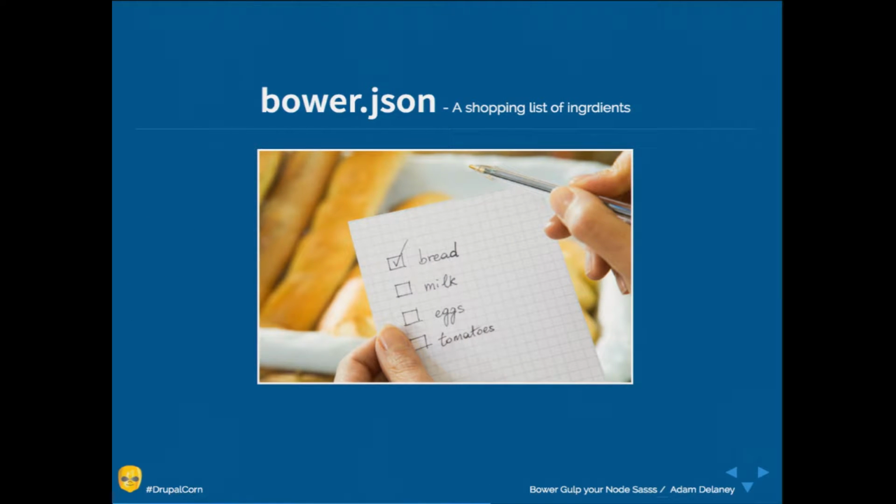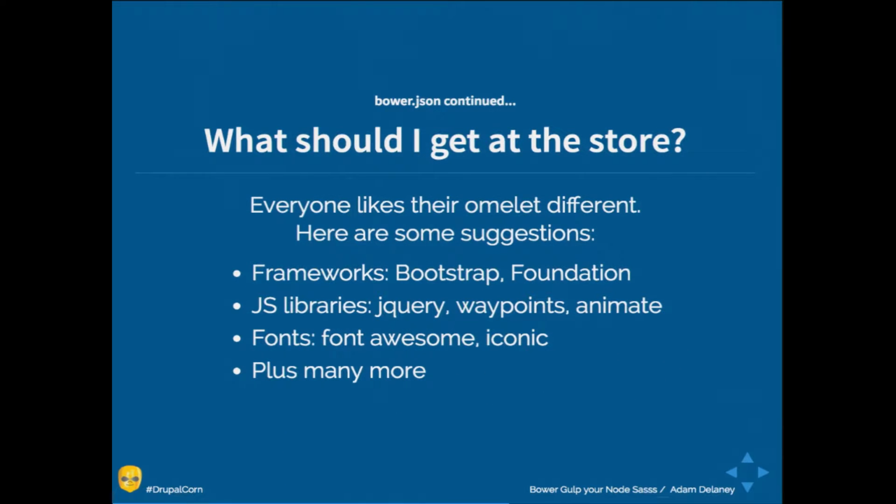Bower needs a bower.json file, and again, this is another shopping list. I equate it to the shopping list of ingredients, so it's your eggs and whatever you want in your omelet. What should we get at the store? It just depends on what you need.